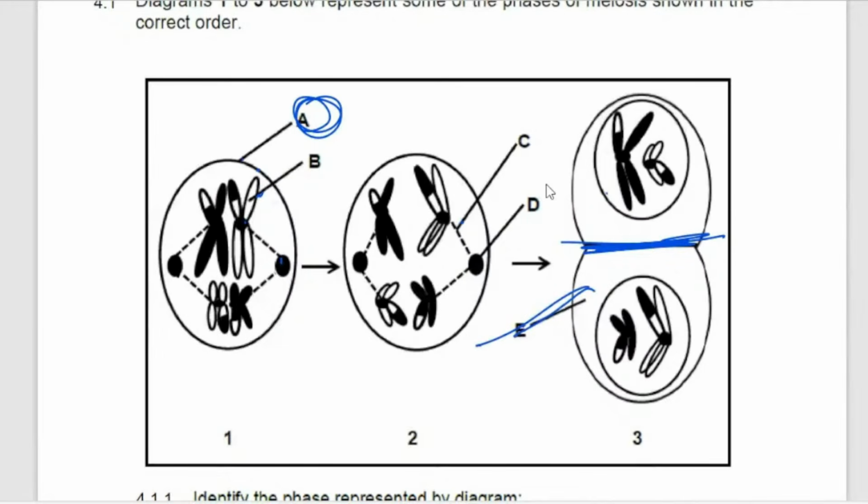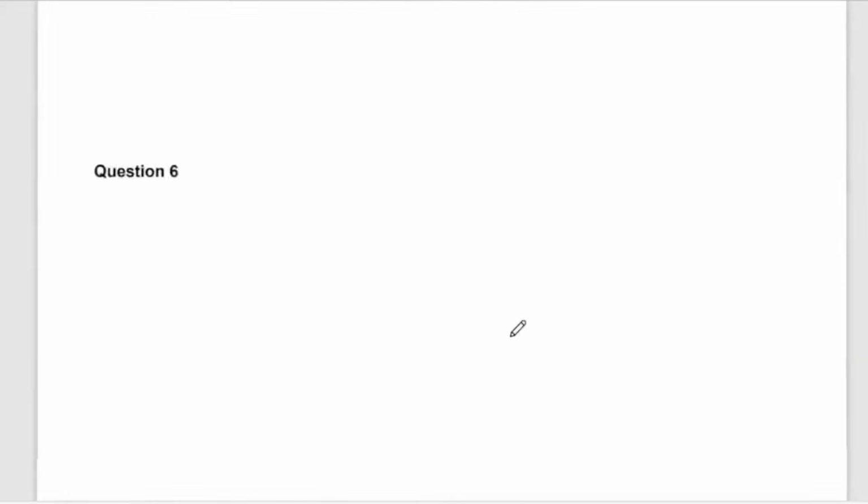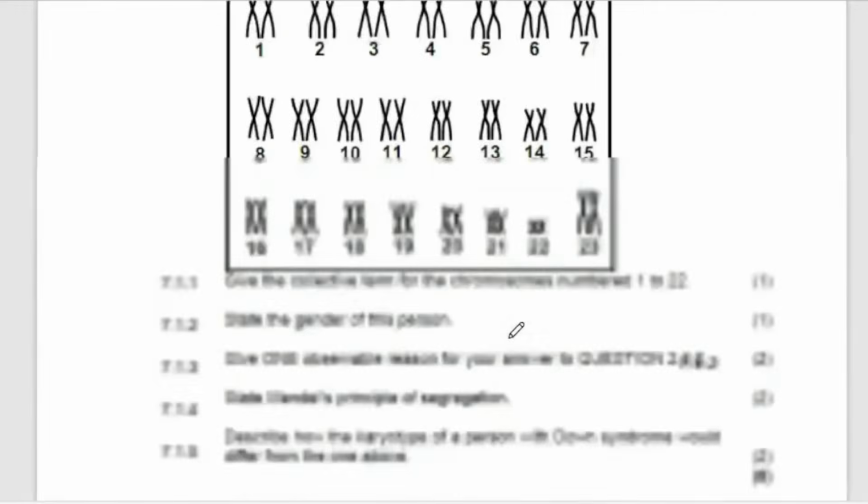The last question where students get lost is: draw the diagram of a cell at the end of meiosis, or draw the diagram of a cell after crossing over. Let me just show you. Using this, I think I have the diagram here.